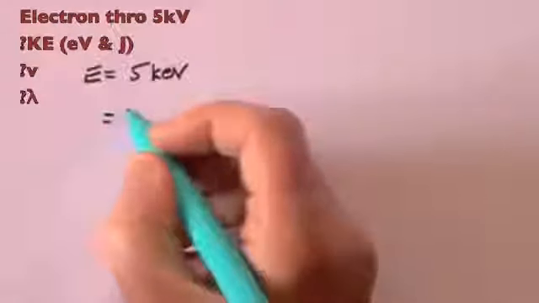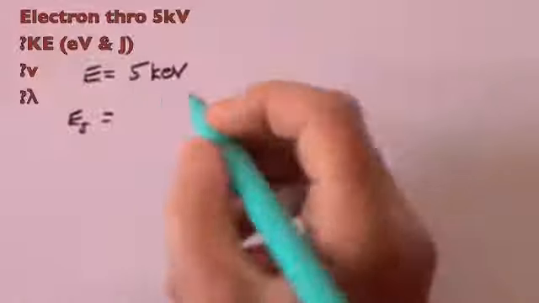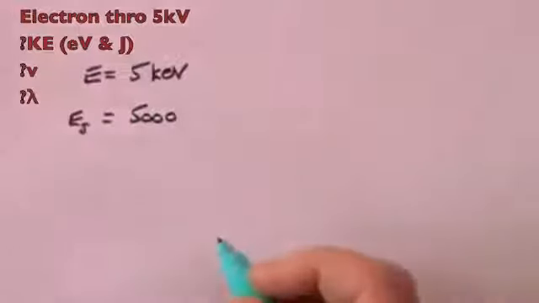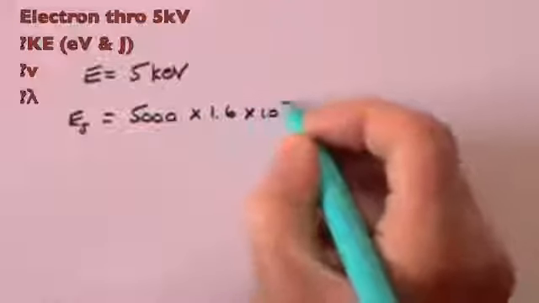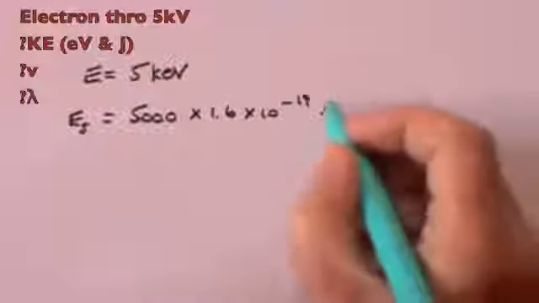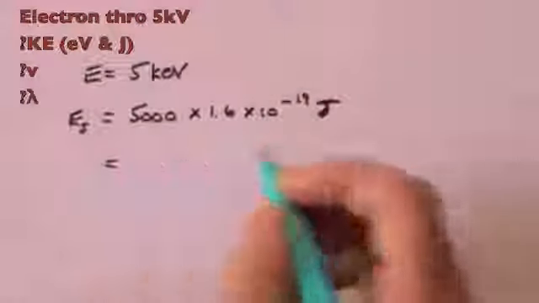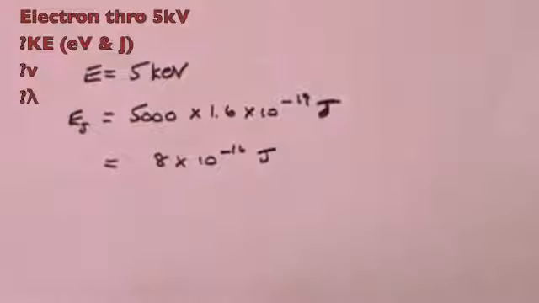10 to the minus 19. So the energy in joules will be 5 keV. Well, you have to express that in eV, because to convert from eV to joules, you multiply by 1.6 times 10 to the minus 19, and that gives you the energy in joules. And if you work that out, you should find that comes to 8 times 10 to the minus 16 joules. So that's part 1.